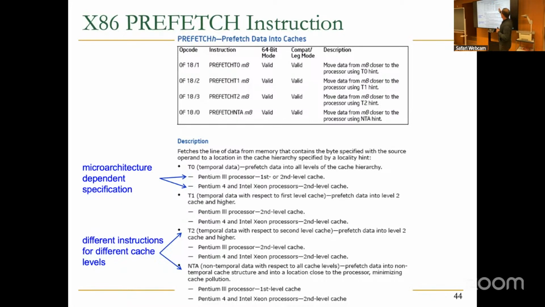Kind of doesn't make sense if you read this, right? T0 hint, T1 hint, T2 hint, and NTA hint. And if you look at the description, it also kind of doesn't make sense. I mean, mostly, right? For example, temporal data: prefetch data into all levels of the cache hierarchy. In Pentium 3 processor, first or second level cache. In Pentium 4 Intel Xeon processor, second level cache. Clearly, the first level cache is not part of the all levels of the cache hierarchy.